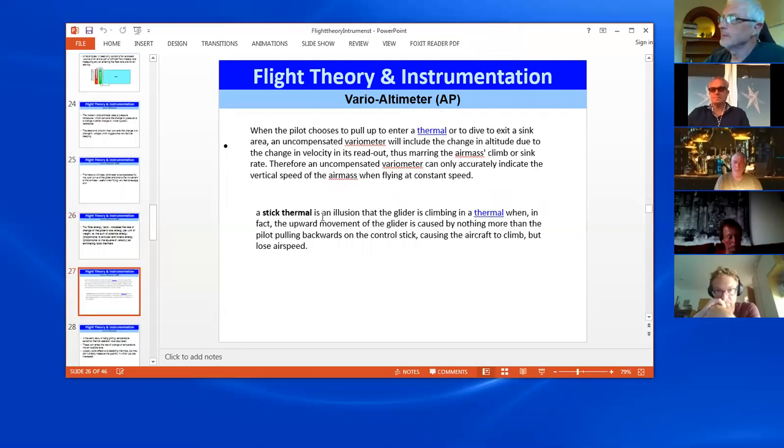What's a stick thermal? A stick thermal is basically an illusion that the glider is climbing in a thermal, when in fact it's simply the upward movement of the glider caused by nothing more than pulling the stick back, causing the aircraft to climb. So it feels like you're going up, so you think, oh, I'm in a thermal. No, you're not. You pulled the stick back. Obviously, we don't have a stick to pull back on our wings, so no stick thermals.